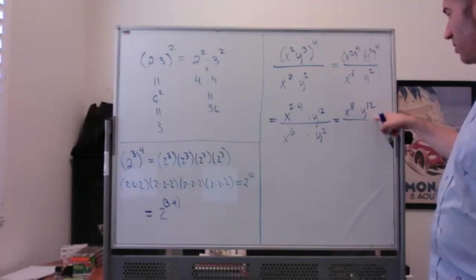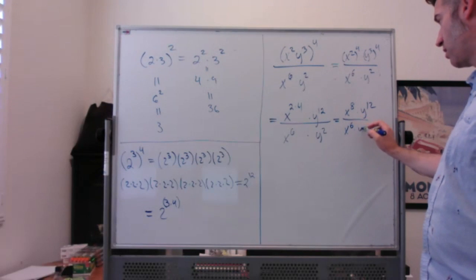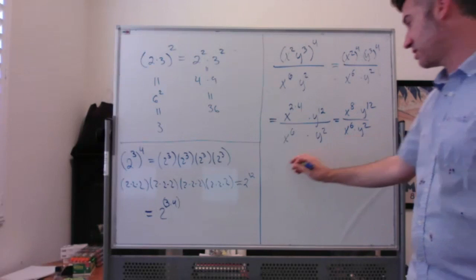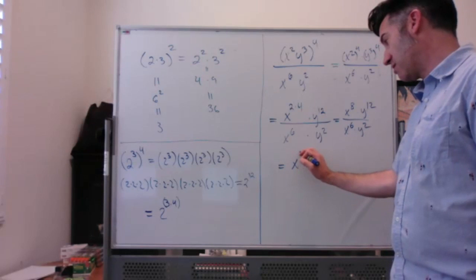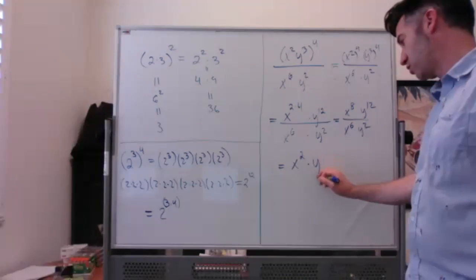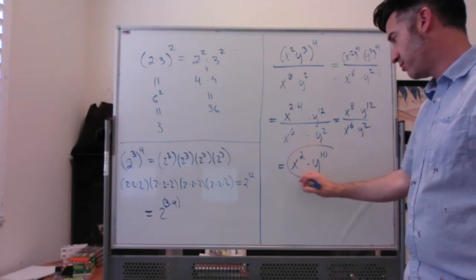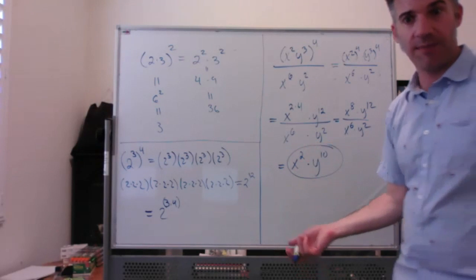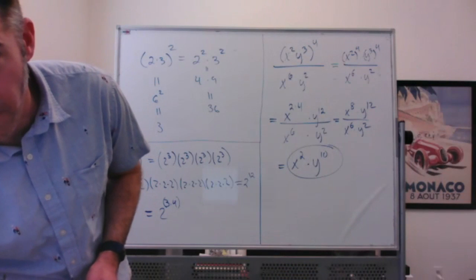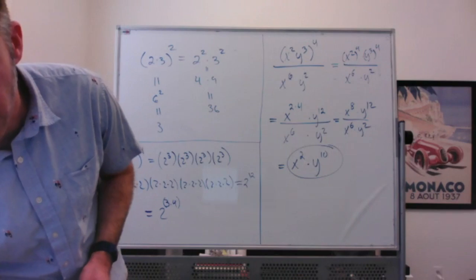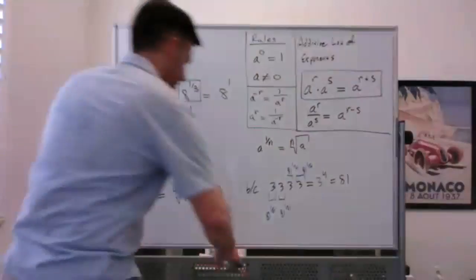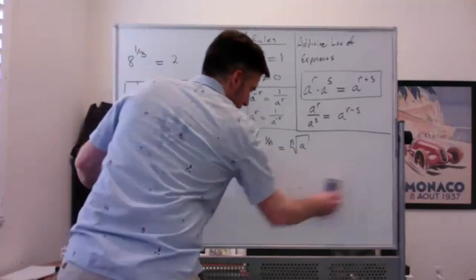So x to the 8th times y to the 12th over x to the 6th times y squared. And then we would subtract the powers. X to the 8th divided by x to the 6th is going to be x to the 8 minus 6. And y to the 12th divided by y squared is going to be y to the 12 minus 2. And that's how we'd simplify something like that. So let's look at a few more examples. Actually, let me write down a couple more things. I just keep adding things to my list over here.